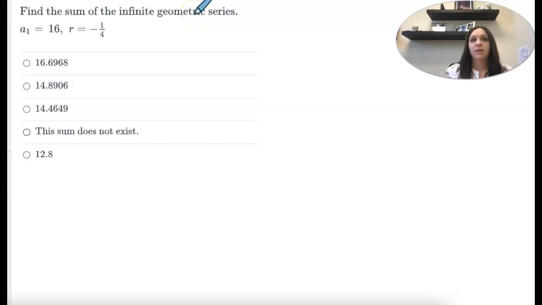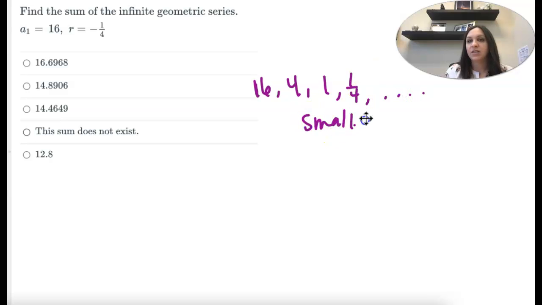So this last section is the sum of an infinite geometric series. So that means it goes on forever. So we can only do that if we go in each number. So let's say like, I'm dividing by 4.